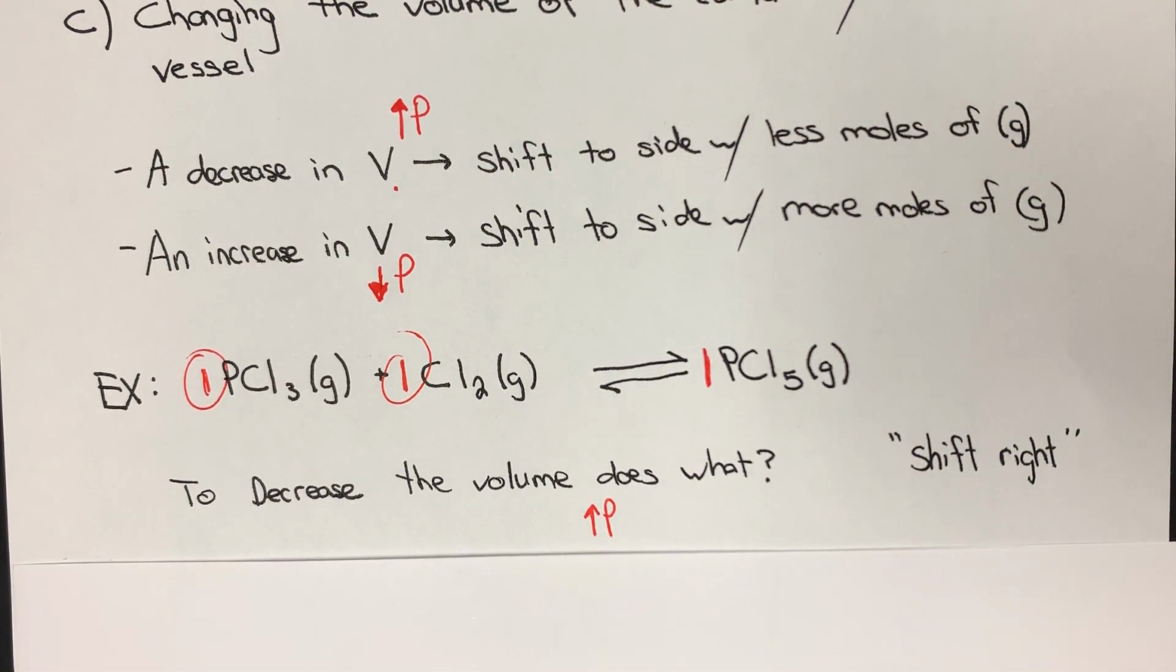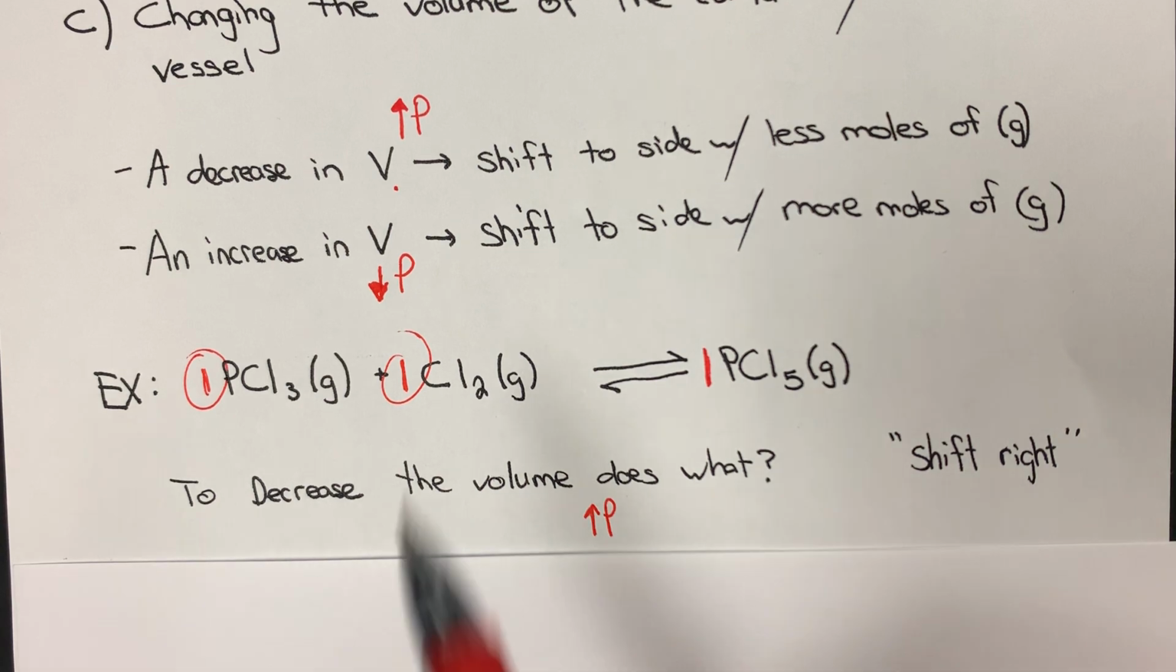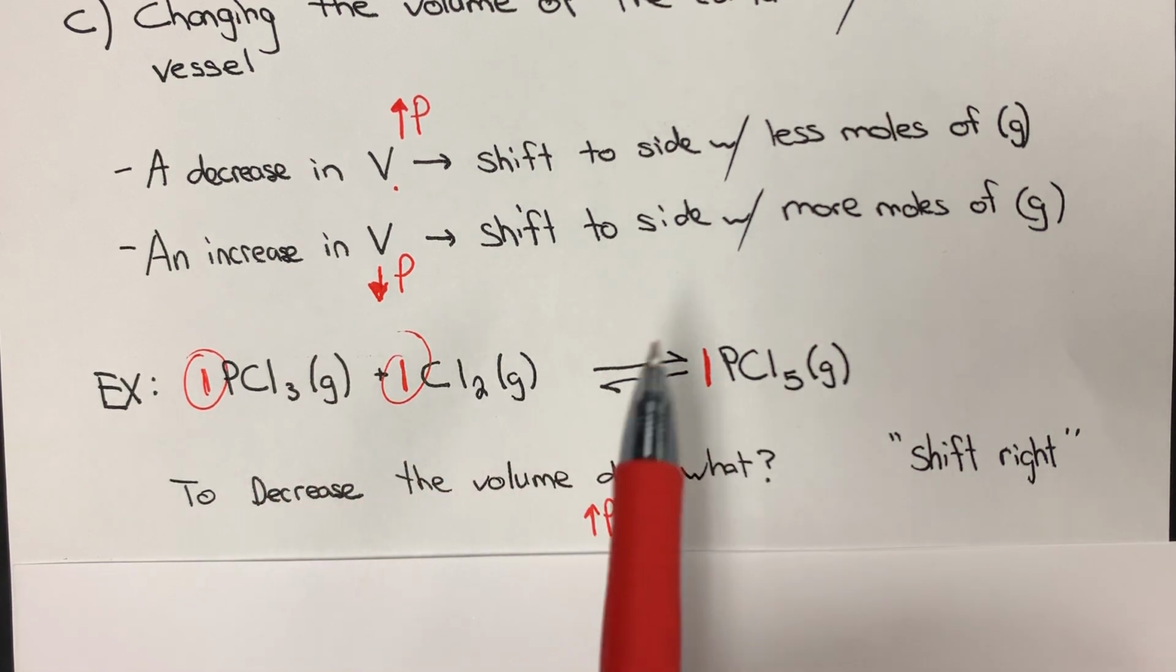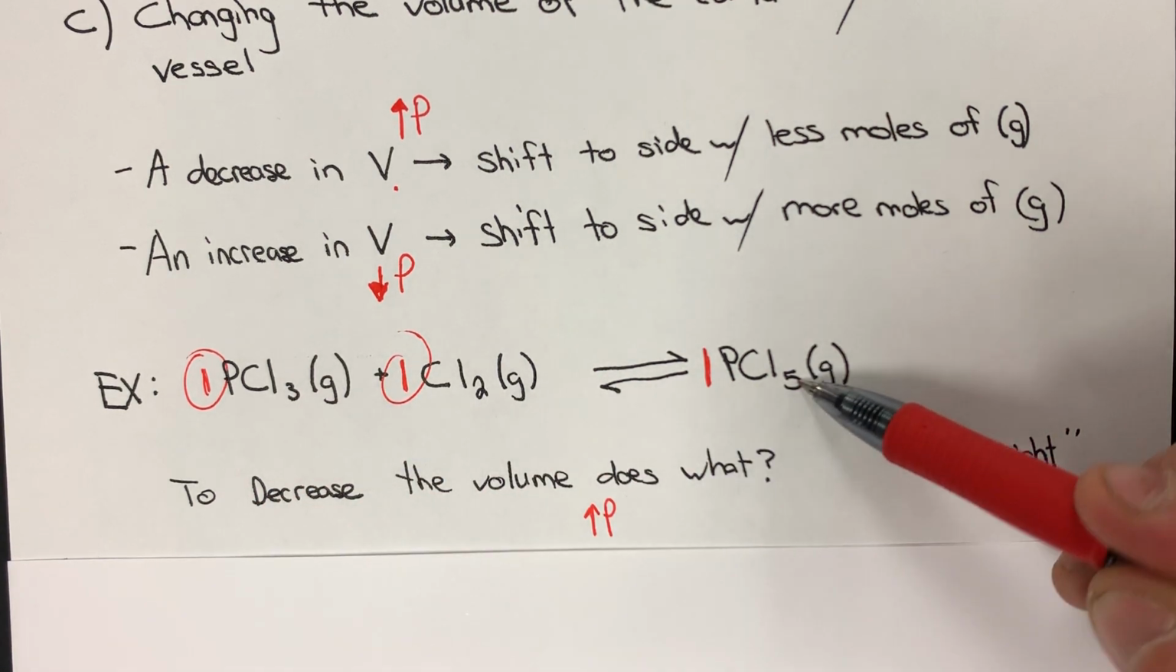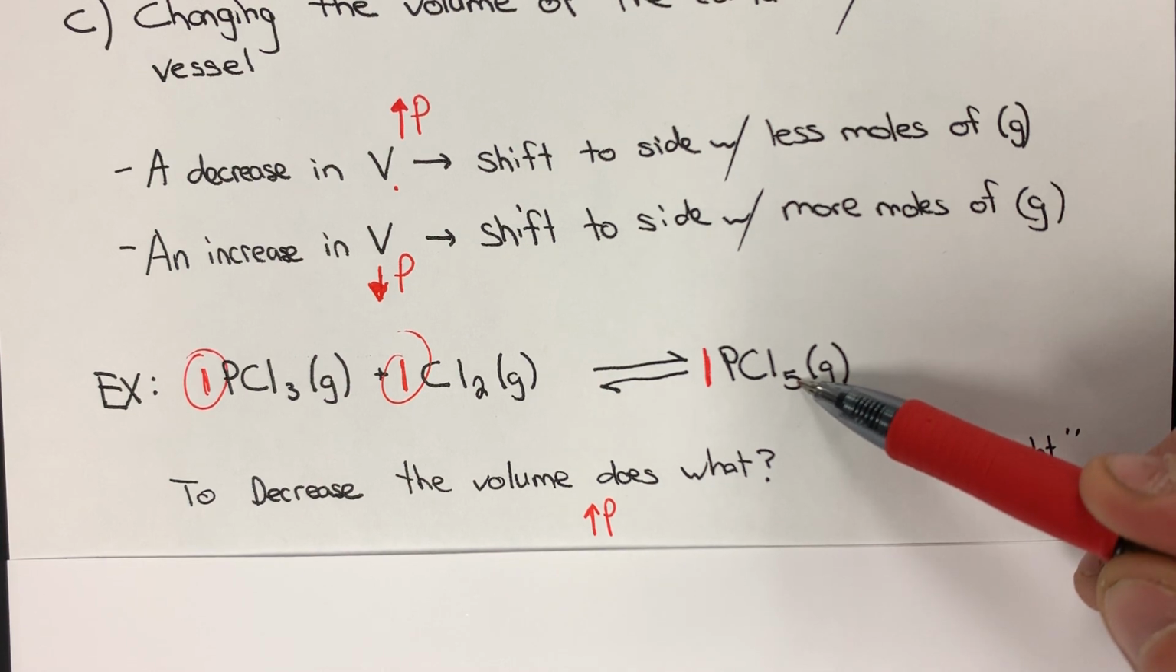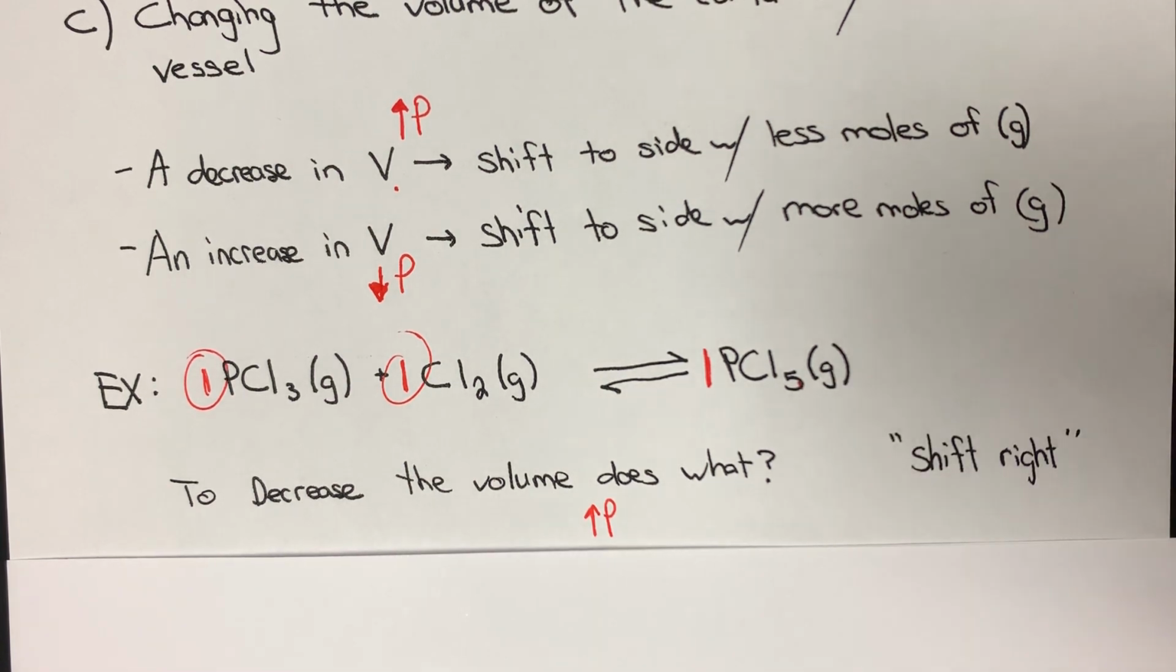So if we are trying to decrease the pressure, we want to shift in the direction where there are fewer molecules of gas, thereby having fewer collisions of gas and therefore less pressure. So we will see a shift right here.